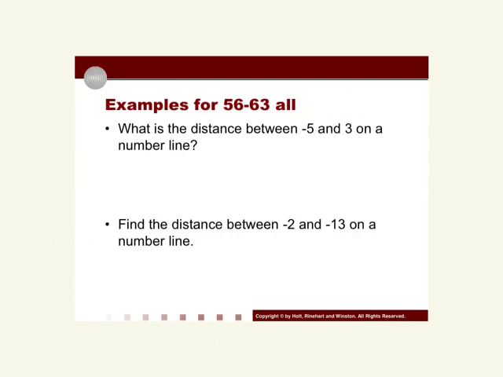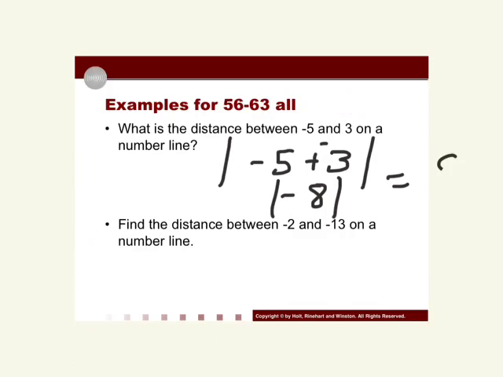And so we take a look at these last problems here. And so if we just follow what they say, we subtract them and do the absolute value. So we're going to take the absolute value of a negative 5 minus 3. And so we keep, change. Negative 5 plus negative 3 is a negative 8. The absolute value of a negative 8 is 8 units. So these numbers are 8 units apart.